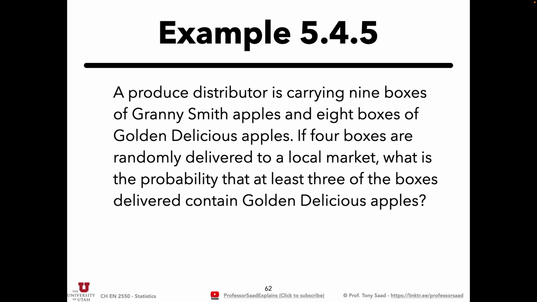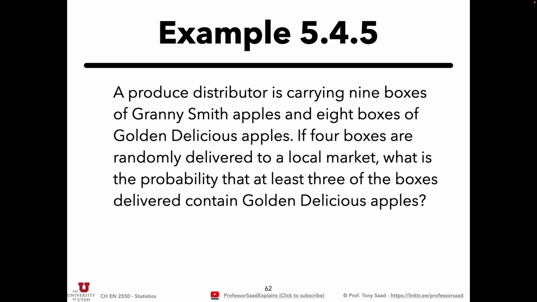So a distributor is carrying 9 boxes of Granny Smith apples and 8 boxes of Golden Delicious apples. So we have 9 and 8, we have 17 total boxes. 4 boxes are randomly delivered to a local market. It's like, I have boxes of apples, and they're going to randomly give you whatever apples. No, I only need Granny Smith. No, we're just going to give you any random apples. That's all you get today, sir.